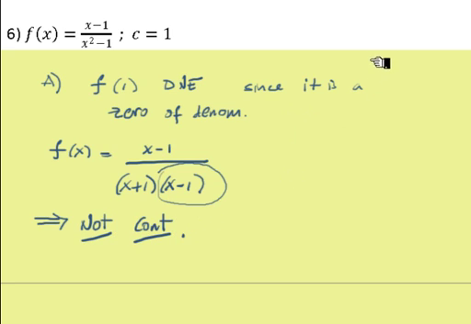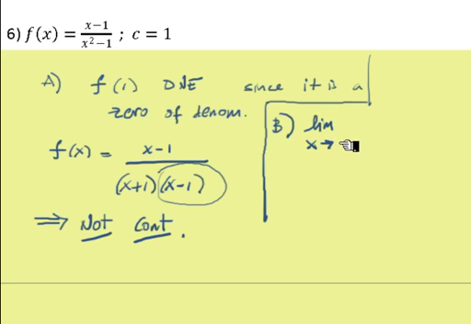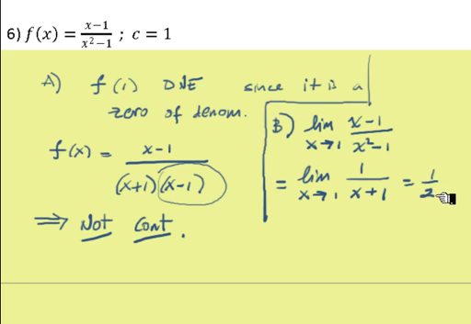Let me just mention that B is true. So this is an example where A is not true, but B is true. What's the limit as x goes to 1? Now when we take the limit, we can do some canceling. So if we cancel these out, we have the limit as x goes to 1 of 1 over x plus 1, which is 1/2. So even though f of x is not continuous, the limit does exist.